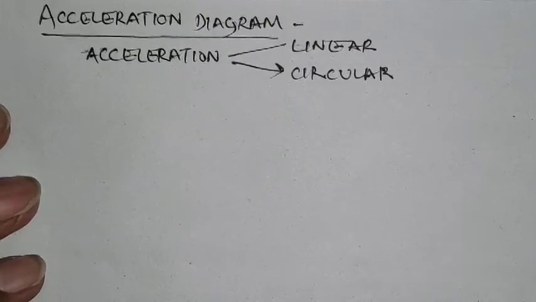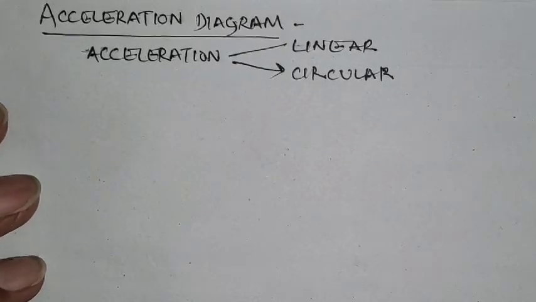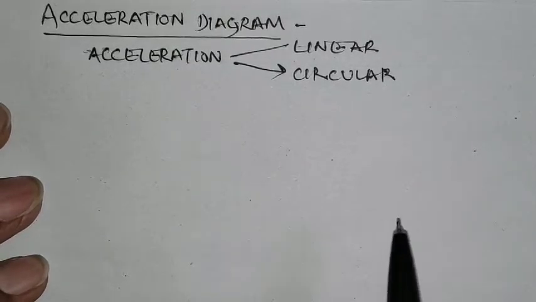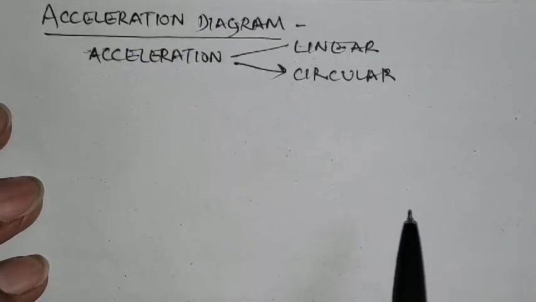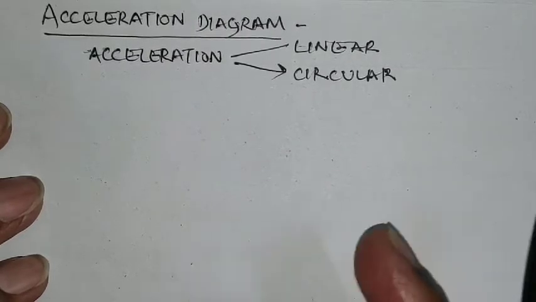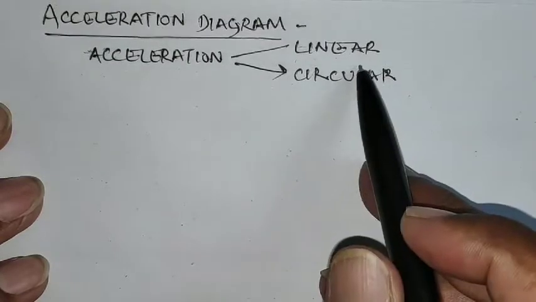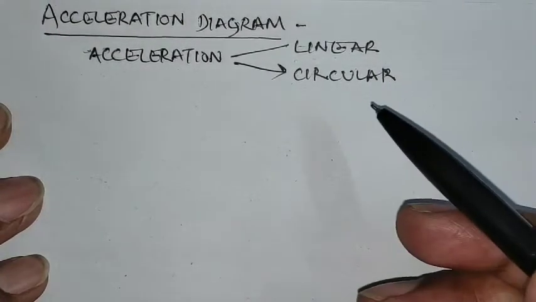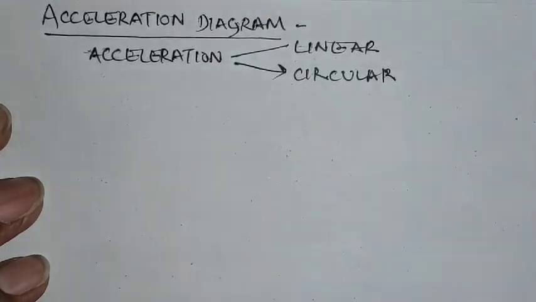In this video lecture, we'll explain how to draw an acceleration diagram. Before we draw an acceleration diagram, we should know what acceleration is. To know it, let us first understand the acceleration of a body along a line, that is linear acceleration, and along a circular path, that is the circular acceleration.